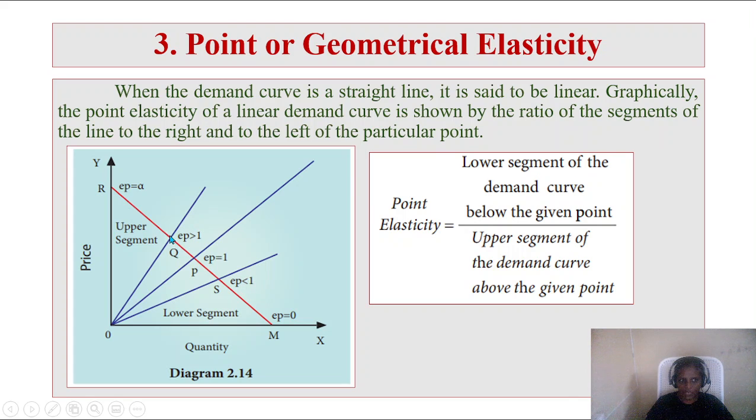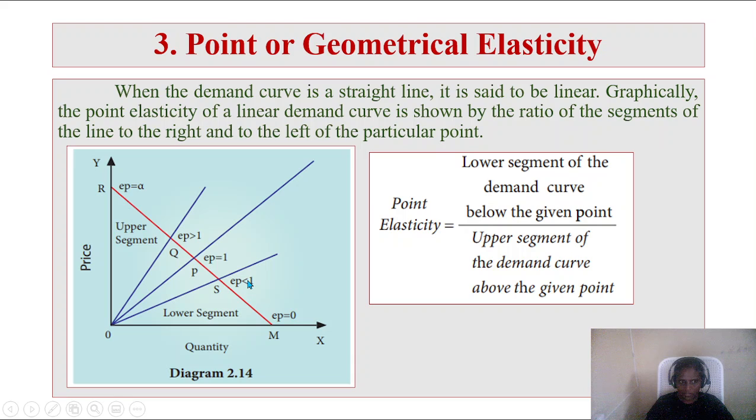So these are the points Q, P and S. If you draw a line from here to here, you will get an RM line, where this line touches all these straight-line demand curves at the point Q, at the point P, and at the point S. Now the three situations we have seen are that price elasticity will be equal to 1, greater than 1, and lesser than 1.